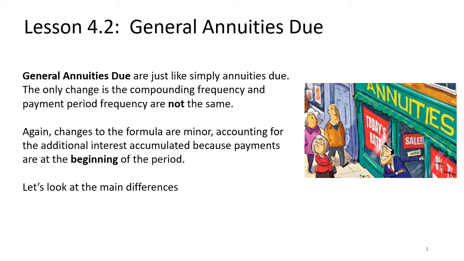The same thing applies for general annuities due. It's very minor changes to the formula, but the only difference is, as you'll remember when I start talking about it in the next couple of slides, that there was that interest term. So remember the equivalent interest rate: 1 plus i to the exponent c, minus 1.